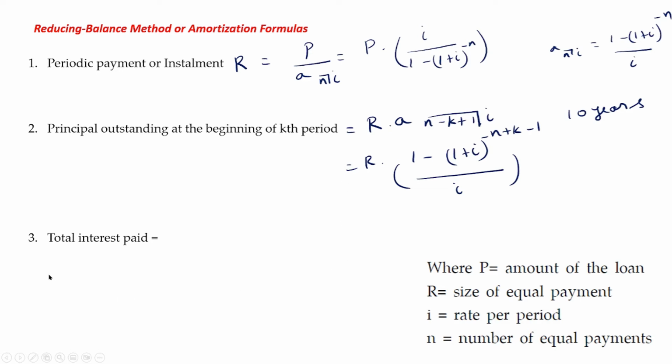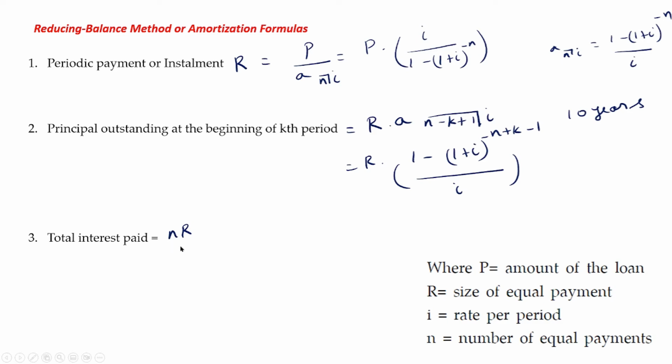And next we have the formula for finding total interest paid. The total interest paid: we are paying this EMI of rupees R every month for N number of equal payments. So the total amount paid will be N into R.